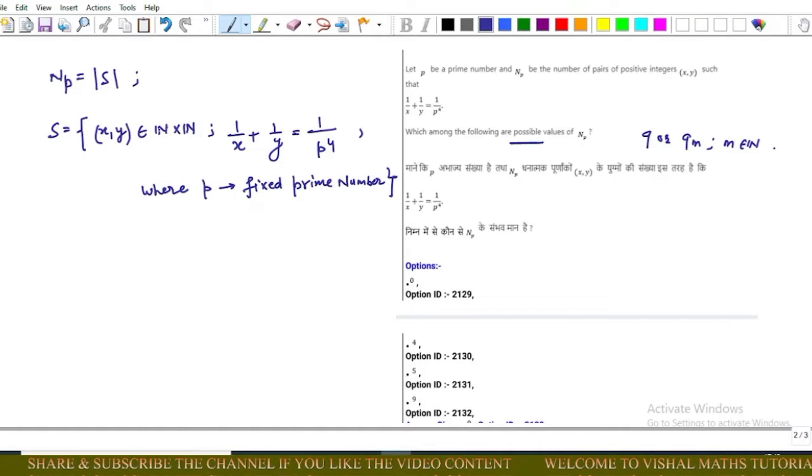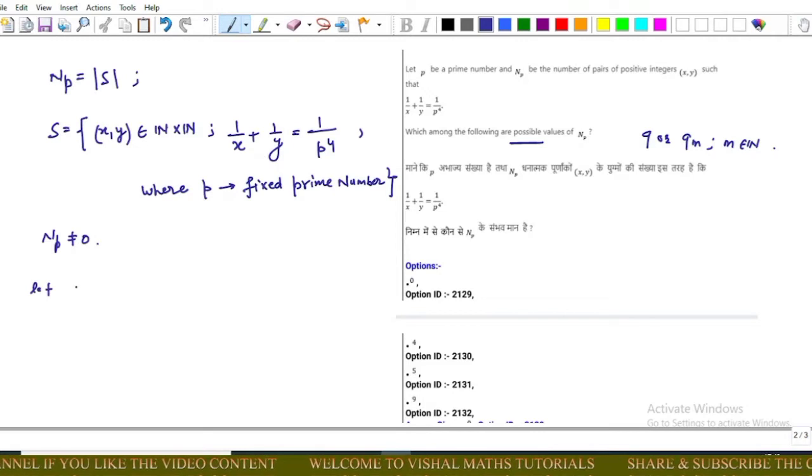Now for this question, let S be a set of x, y belonging to N cross N such that 1 upon x plus 1 upon y equals 1 upon p power 4, where p is a fixed prime number. Corresponding to this p, we have NP, which equals the cardinality of set S. Now firstly, I prove that for each prime number, NP is not equal to 0.